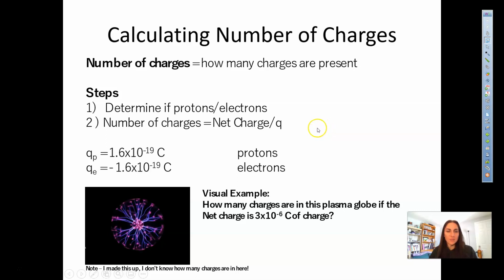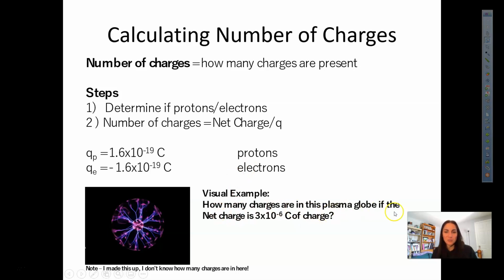Okay, so the last thing we could do in this is go backwards. We're going to determine how many charges make up that total charge. So, for example, let's say you have one of those plasma globes. I used to have one, it's pretty cool. I actually don't know how many electrons are in there or how much charge, I just made it up. But how many charges are in this plasma globe if the net charge is that?